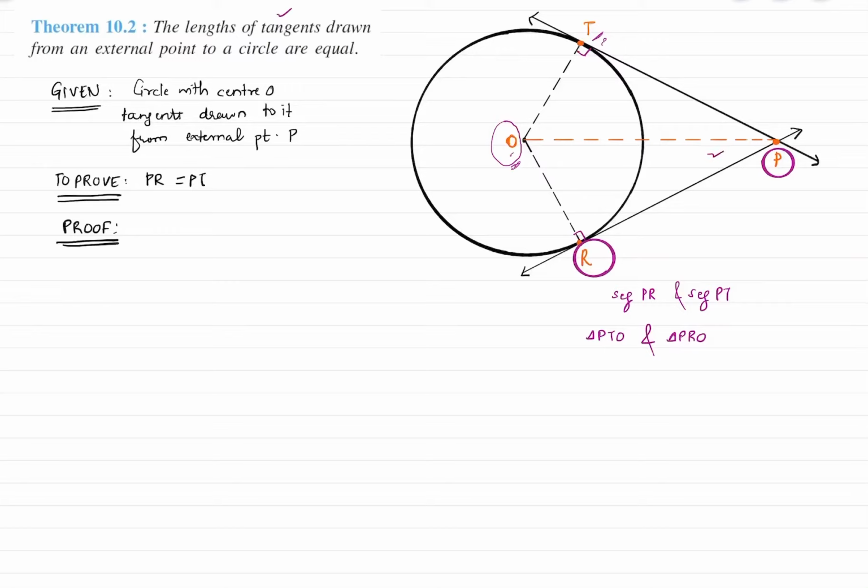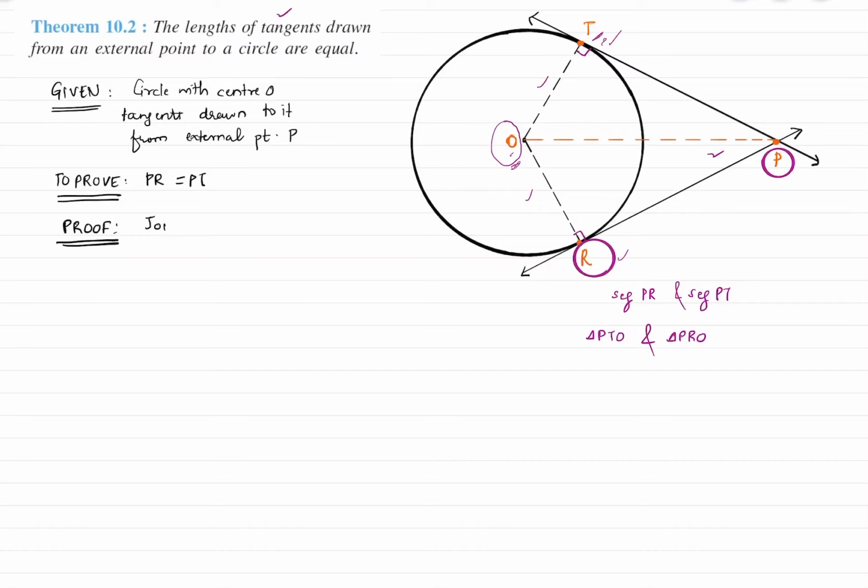So OP is the hypotenuse, and since it is common to both the triangles, we have a pair of hypotenuses which is equal to each other. The radii is a pair of sides which is equal to each other, and a pair of angles which is 90 degrees. Therefore, by the RHS, we can prove that these two triangles are congruent to each other, and therefore our lengths of tangents PT and PR will be equal to each other. Okay, so let's prove it.